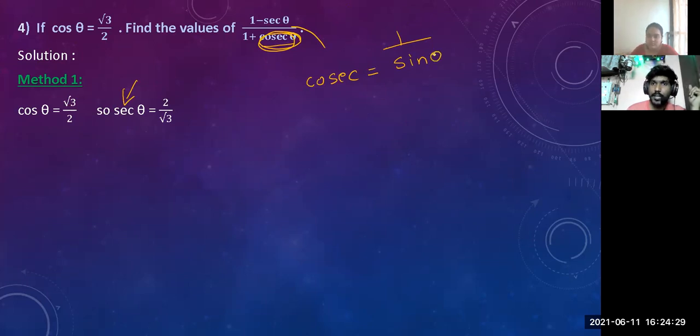But if you look carefully, cosec is the reciprocal of sine. Can you find sine theta? Cos theta is given to you. Can you find sine theta? Which identity? Sine square theta plus cos square theta equals 1. Can you do that?